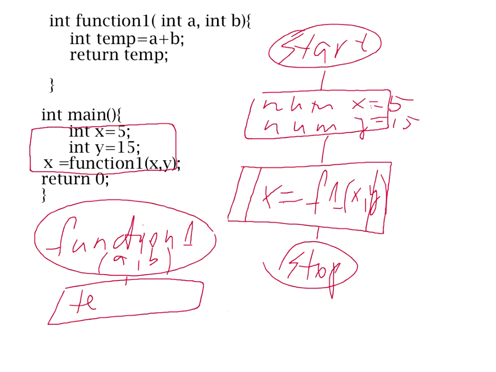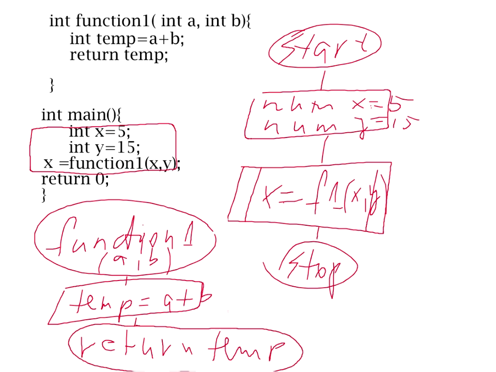And at that point, the only thing we're going to do is have temp, and temp equals a plus b, and at that point we return temp. So our terminating shape just says return temp. Now, if it's a void function, which doesn't return anything, you just say return in your flowchart, but you do not use the keyword return if it's a void function. So this way you can see the relationship.